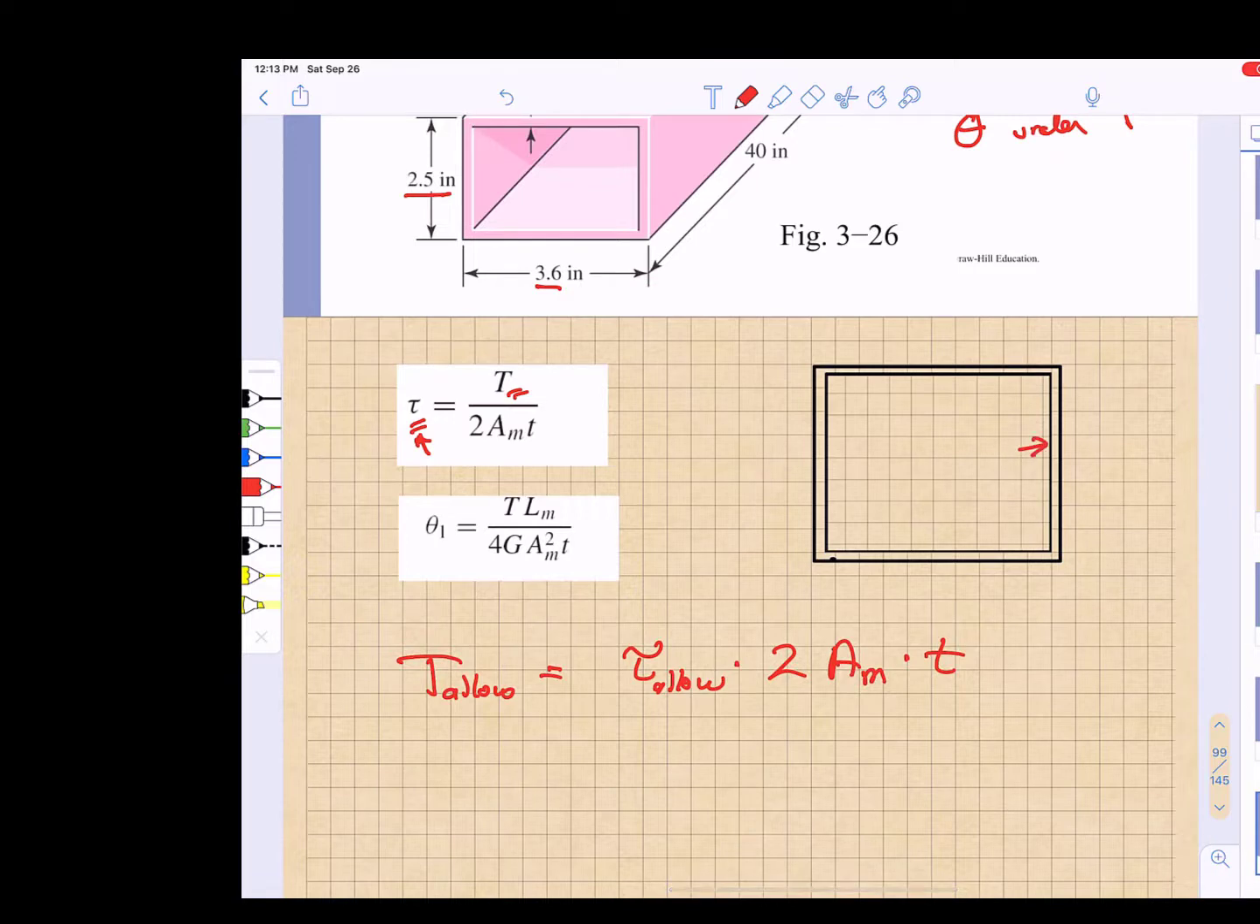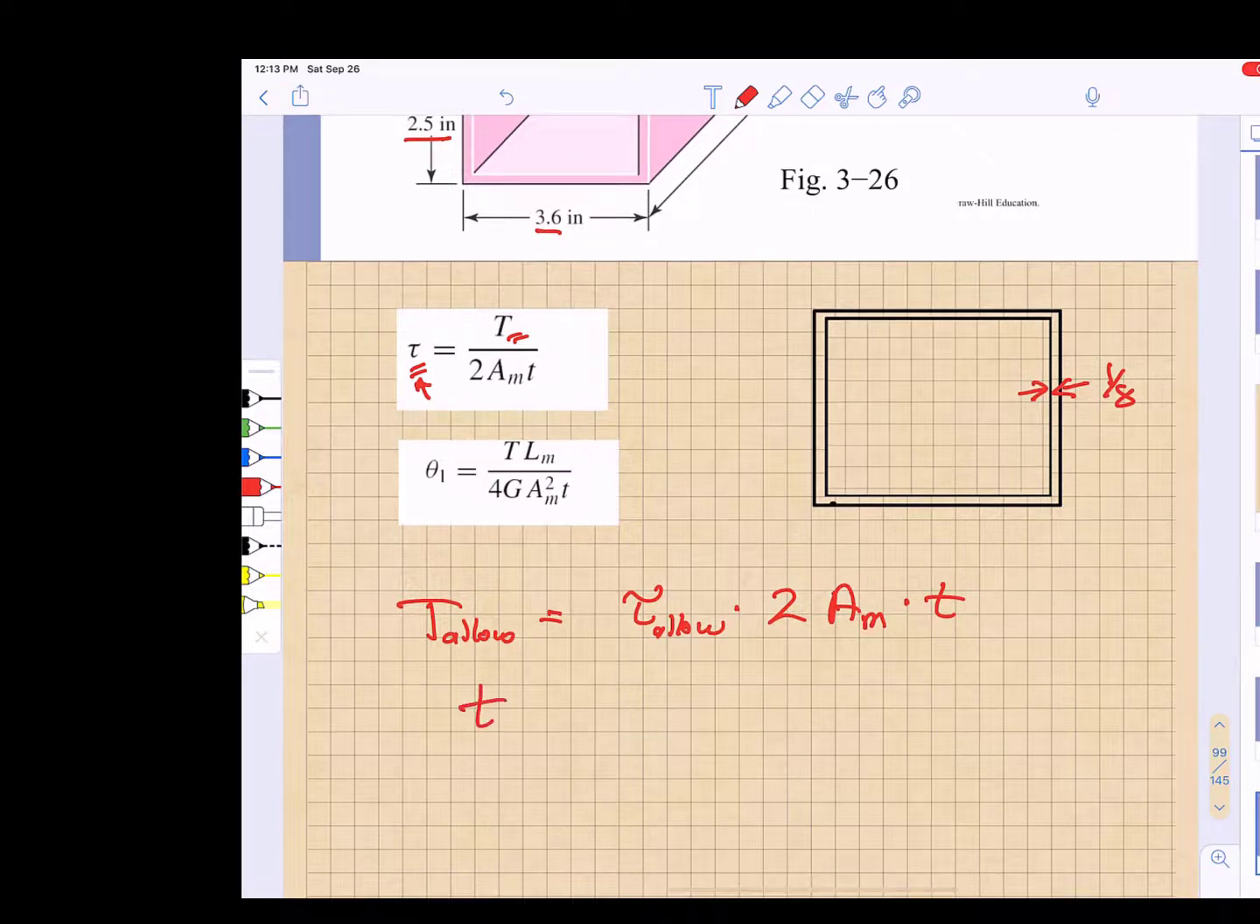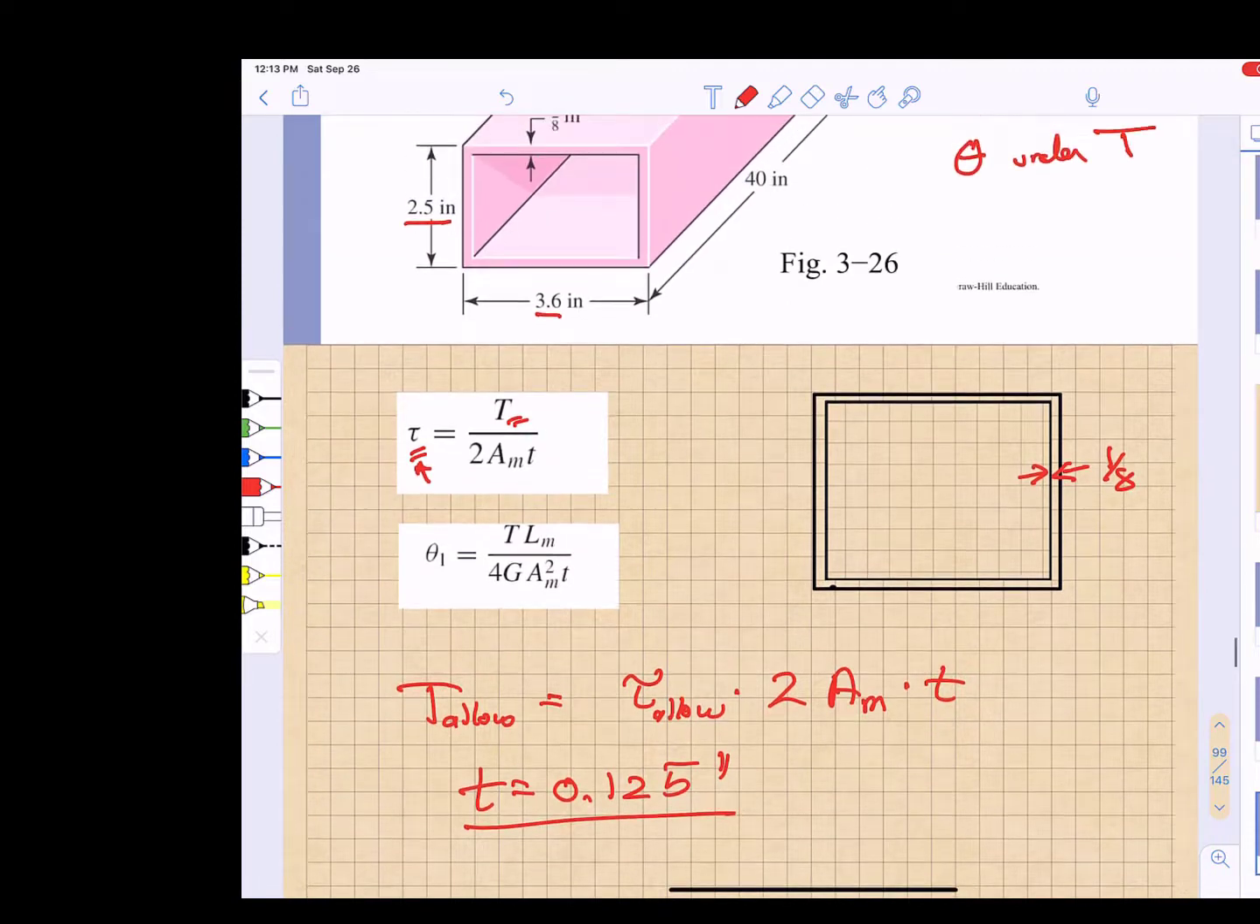If we take a look at this section, we know that the wall thickness is 1/8 of an inch, or t equals 0.125 inches. There's my wall thickness. So I have one of the things that I need. Now I've got to figure out the median area.